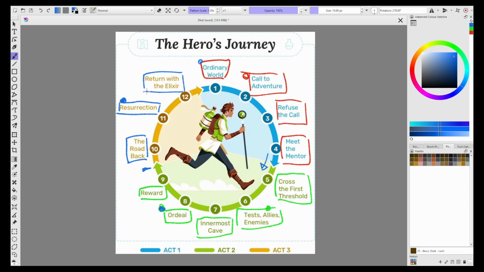All of these beat names are very sort of fantasy centric, but don't worry about that too much. Return with the elixir. This is where the protagonist has finally reached home. They've finally returned all the way back around to the start. We've completed the circle and they've made it back to the ordinary world. However, they are forever changed. This can be for the good, it could be for the worse, but they need to have changed in some way. Usually the world will have changed as well.